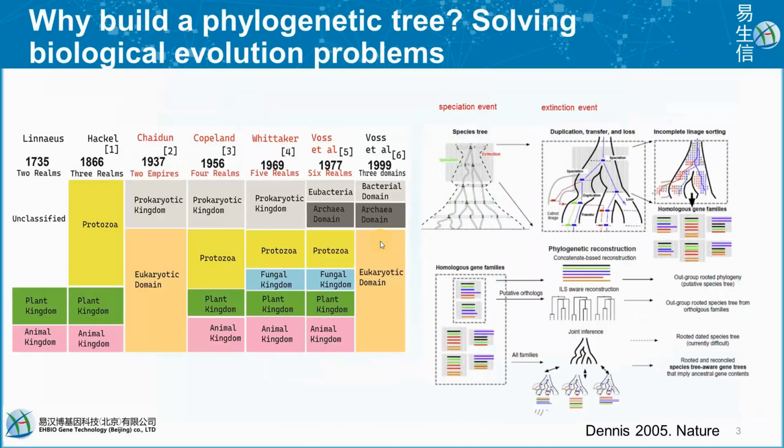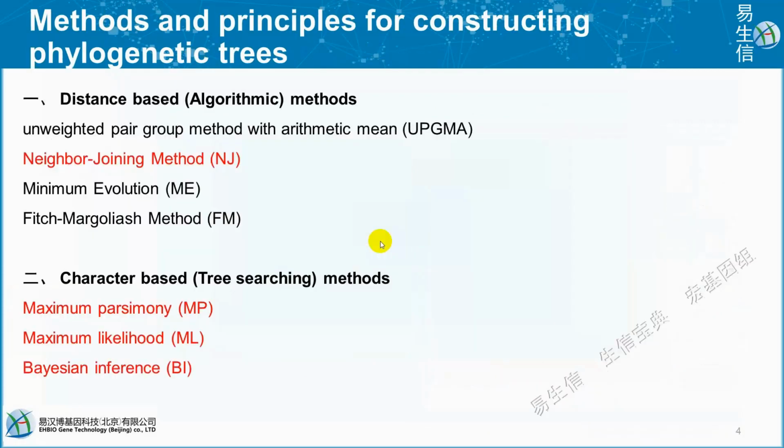And why build a phylogenetic tree? In order to solve biological evolution problems. Phylogenetics is a powerful approach in finding the evolution of current-day species. By studying phylogenetic trees, scientists gain a better understanding of how species have evolved, while explaining the similarities and differences among the organisms.